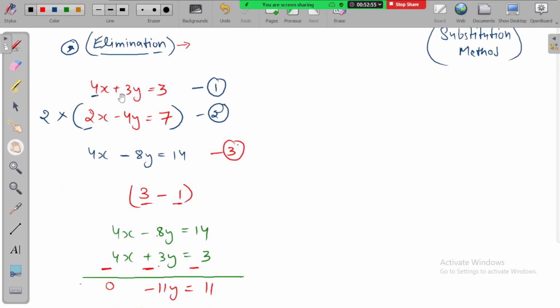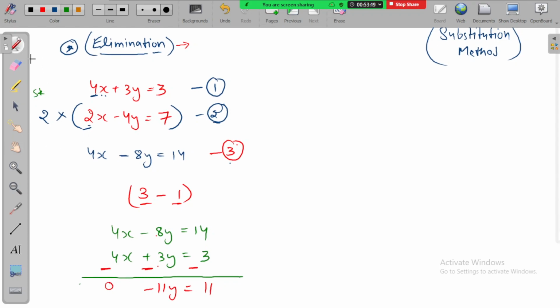What's a coefficient? The number that is written in front of the variable, or in multiplication with the variable. So x has a 4 and x has a 2. I multiplied equation number 2 by 2 so that the coefficient becomes 4 and 4 for x. So we got equation number 3 after that multiplication. Then we have to decide, this is step number 1: you have to decide how you will make the coefficients the same.